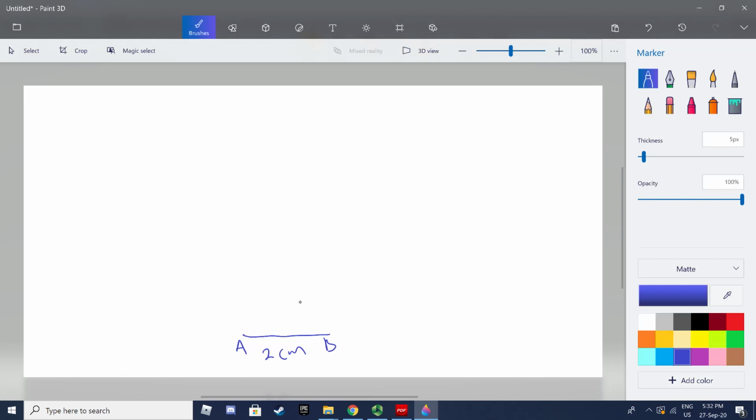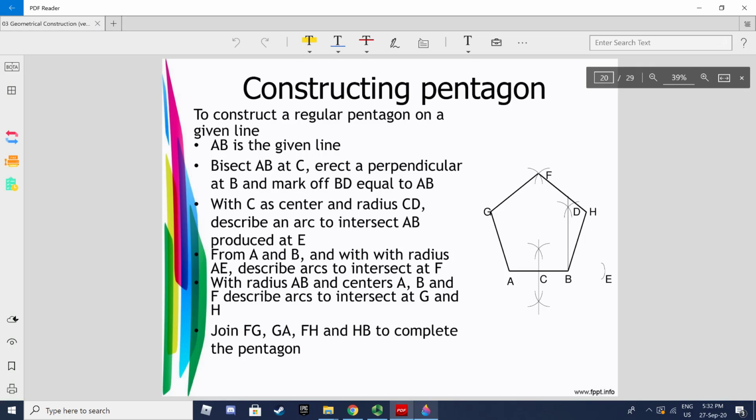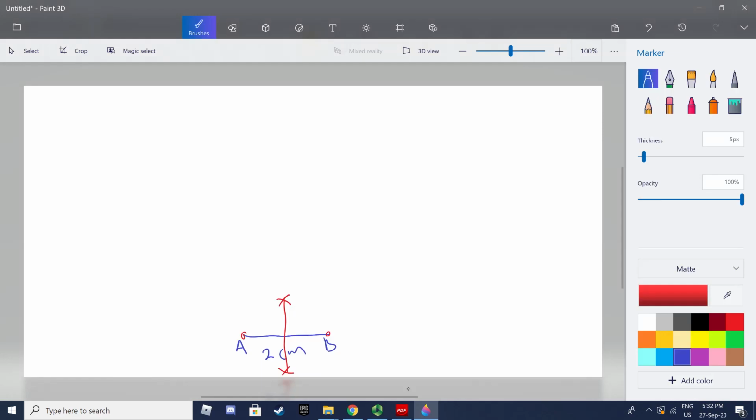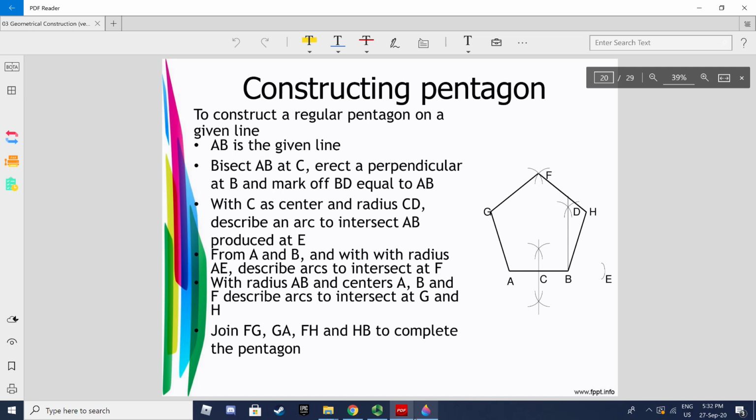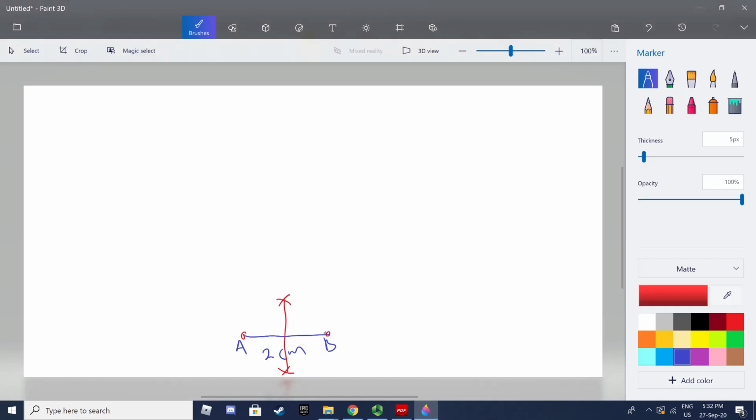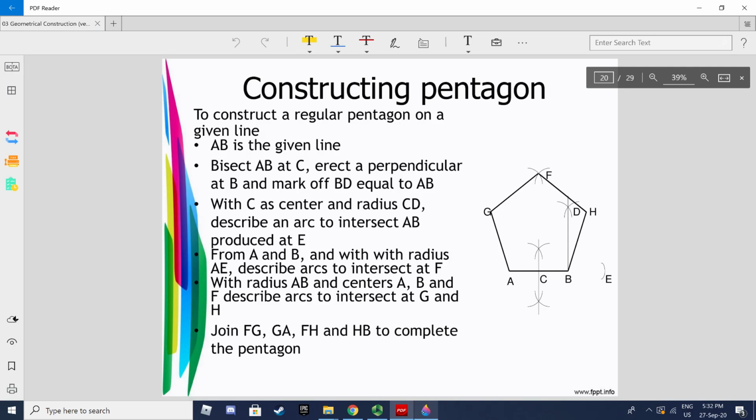And then bisect AB at C. So you need to cut this into half, you need to bisect it. Let's say from point A, top and bottom, and then from point B, top and bottom. So you bisect them, and then erect a perpendicular at B. You need to erect this perpendicular line on B, and mark off BD. Once you erect a perpendicular line on B, this will be point D. Mark BD equal to AB.